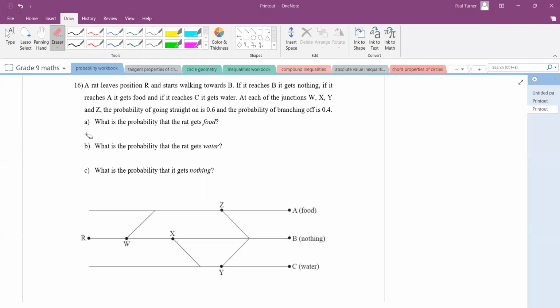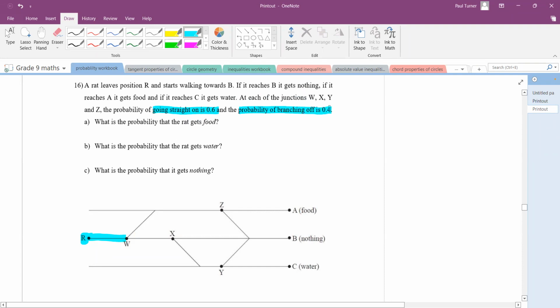So this is question 16. We have a rat which leaves position R and starts walking towards B. So we've got a rat sitting at this position and he's going to walk down to station W here. At each of the junctions, W, X, Y, and Z, the probability of going straight is 0.6, and the probability of branching off is 0.4. And then we have to answer 3 questions.